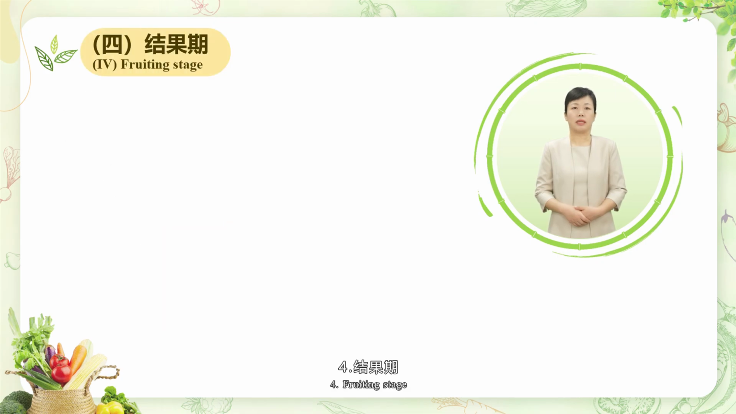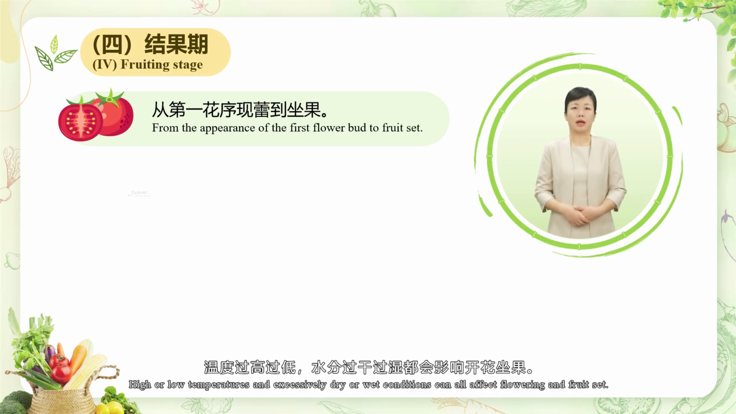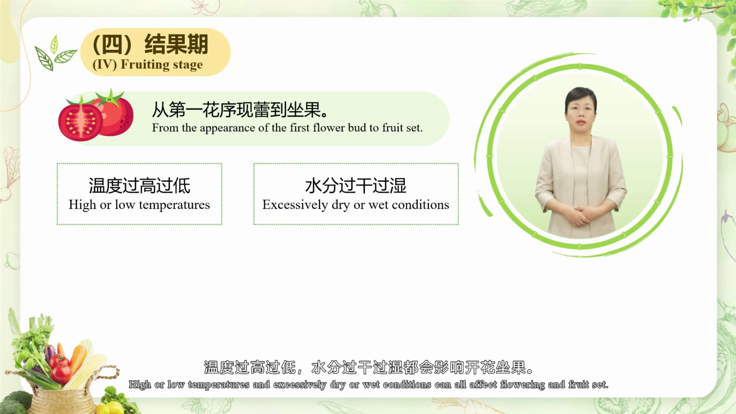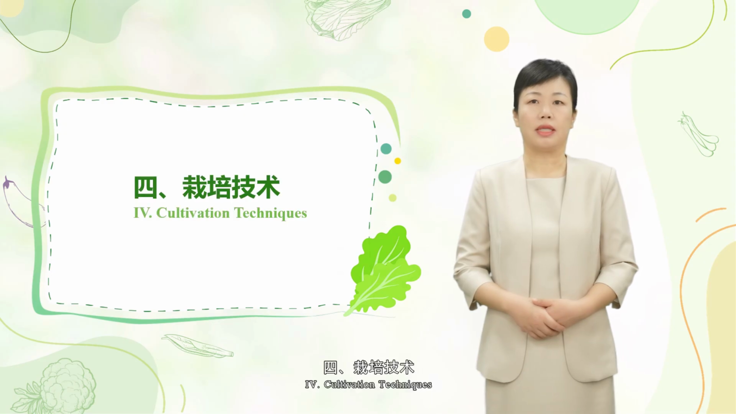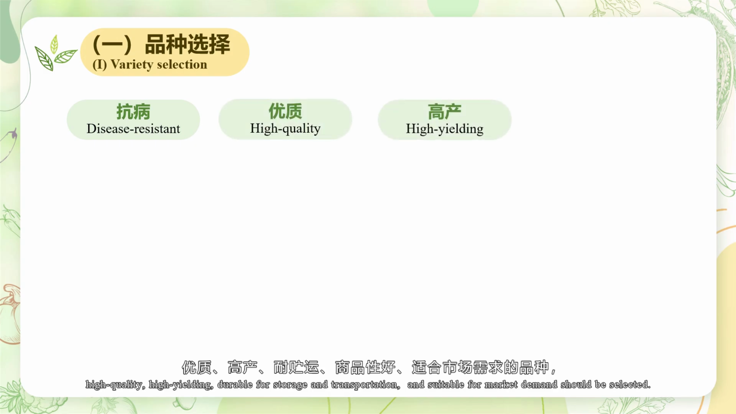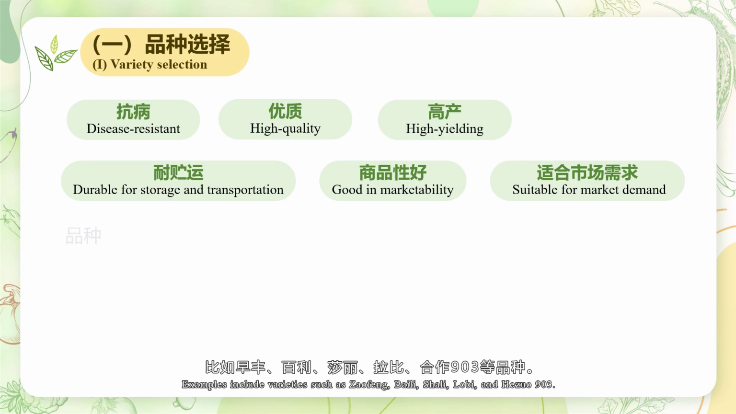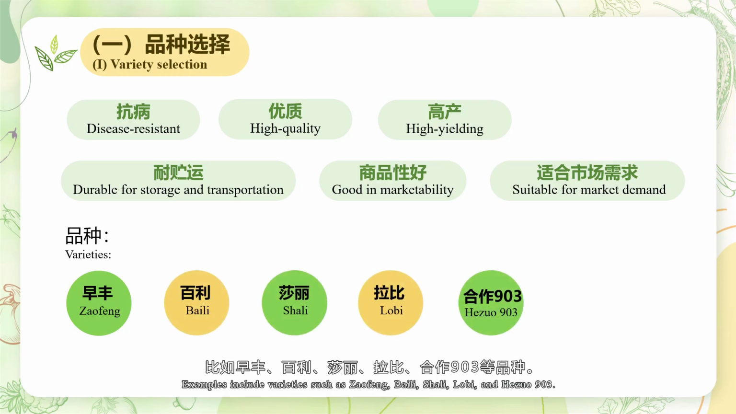4. Fruiting stage. This stage is from the appearance of the first flower bud to fruit set. High or low temperatures and excessively dry or wet conditions can all affect flowering and fruit set. Cultivation techniques. 1. Variety selection. For commercial cultivation, varieties that are disease-resistant, high-quality, high-yielding, durable for storage and transportation, and suitable for market demand should be selected. Examples include varieties such as Zhaofeng, Bailey, Shali, Lobi, and Hizuo 903.